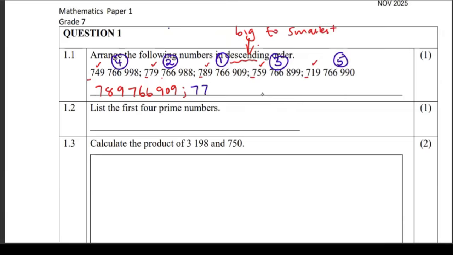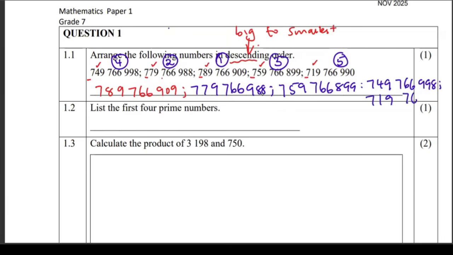So we say 779, 766, 988. Number 3, we say is a 759, 766, 899. And number 4, we have 749, 766, 998. And then lastly, we have our 719, 766, 990. Okay, so that is 1 mark.